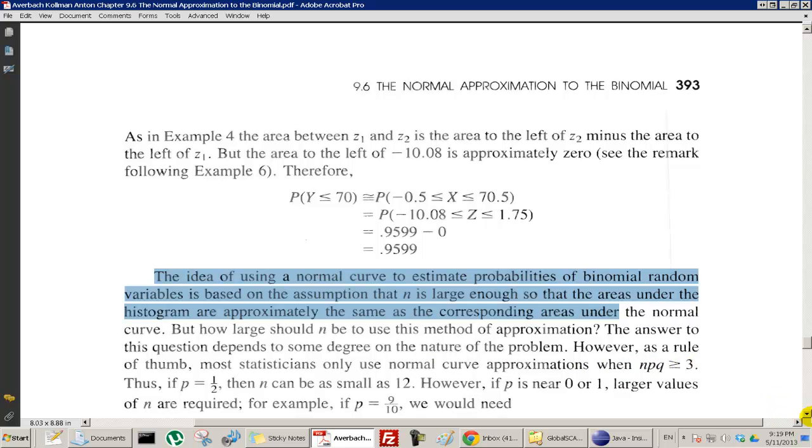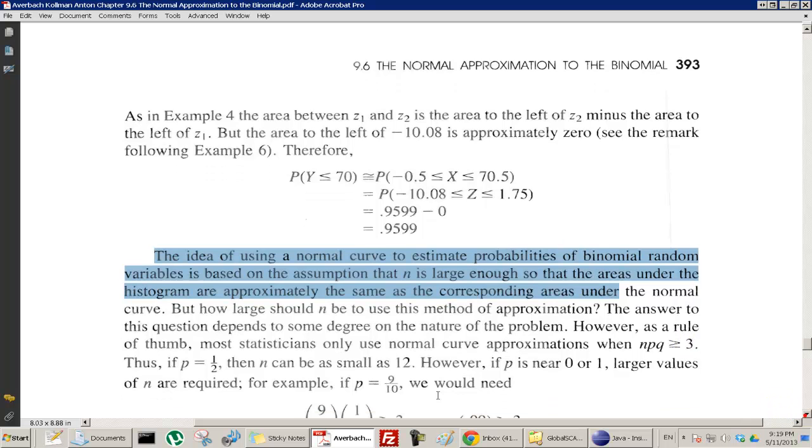So let's see, what does that mean? Thus, if p is a half, n can be as small as 12, right? Because if p is a half, then q is also a half, because p is the probability of success and q is the probability of failure.